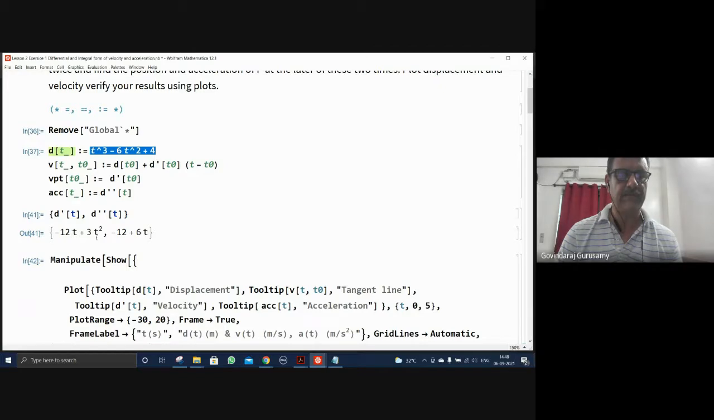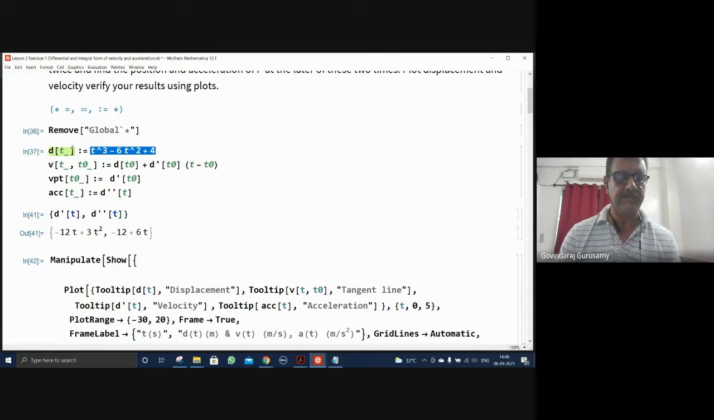Minus 12t plus 3t square is the first derivative. The second derivative is minus 12 plus 6t. So by the look of it, you can get an idea. This is going to be a t cube equation for displacement, and the velocity goes with the quadratic, like t and t square is there. D double prime is almost like a straight line, acceleration. These are the features that we are able to see by looking at this equation as it is.